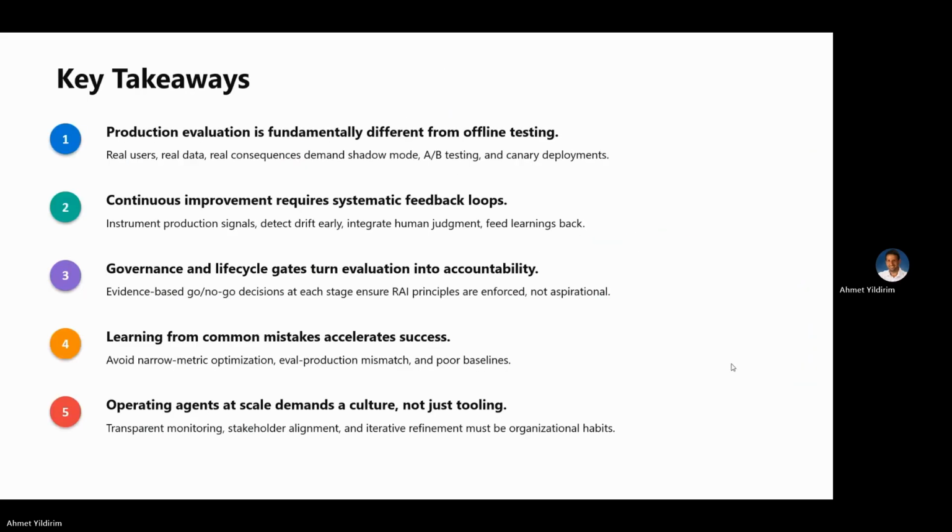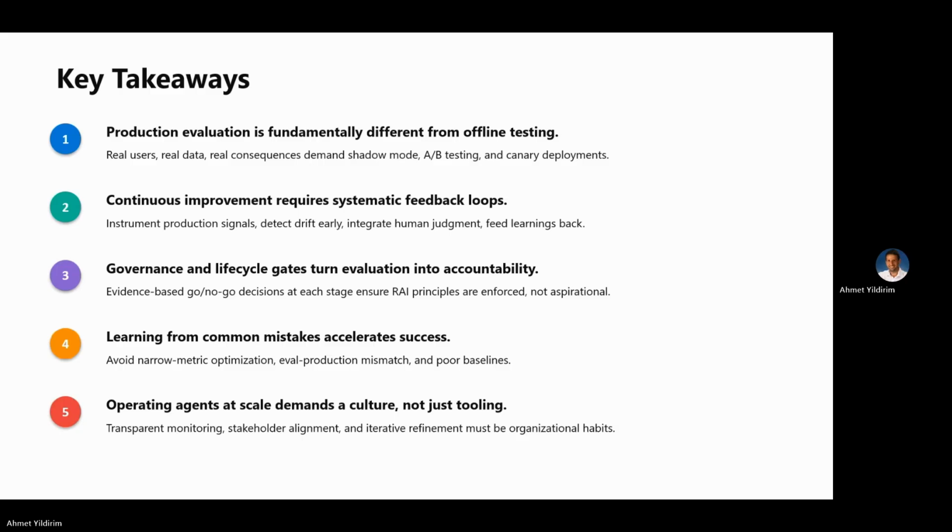So now, five key takeaways. First, production evaluation is fundamentally different from offline testing. Once the agent is live in production, we have real users, real data, real consequences, and that's a different game than a static test case set. So it demands the techniques we talked about: shadow mode to validate without risk, A/B testing to measure real impact, and canary deployments to limit the blast radius when things go wrong.